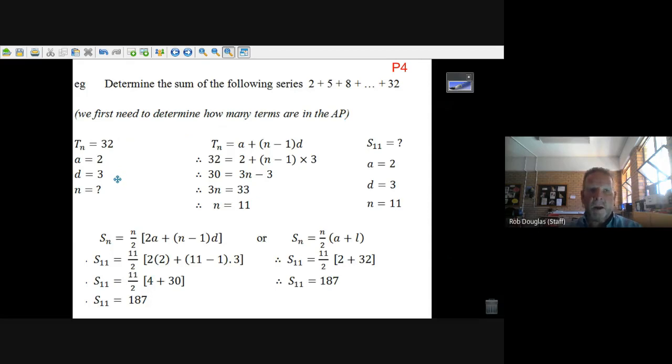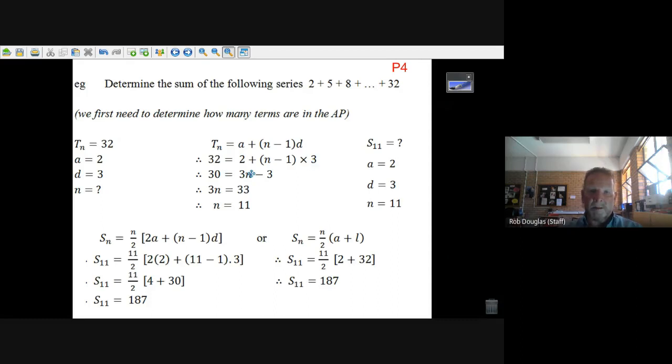So what you do is you know that Tn is 32, you know that A is 2, and you know that the common difference is 3. So you can write down the formula Tn equals A plus n minus 1 times D, and fill in all the stuff you know: D is 3, A is 2, and the last term, Tn, is 32. So now we just have to solve this equation.